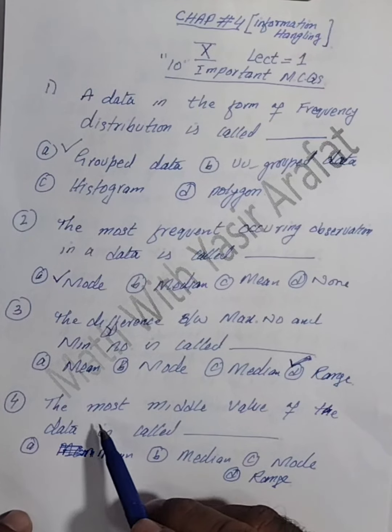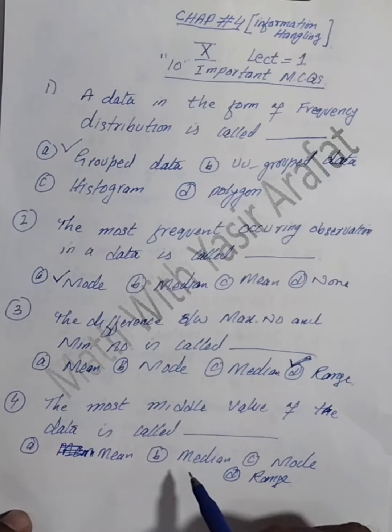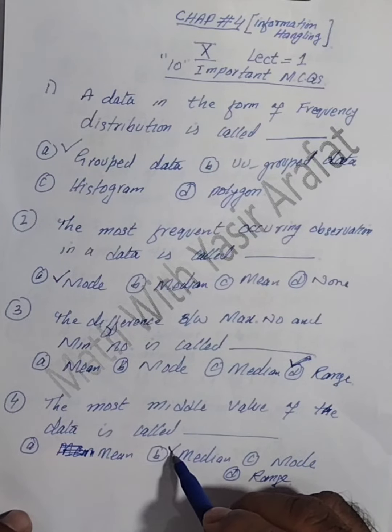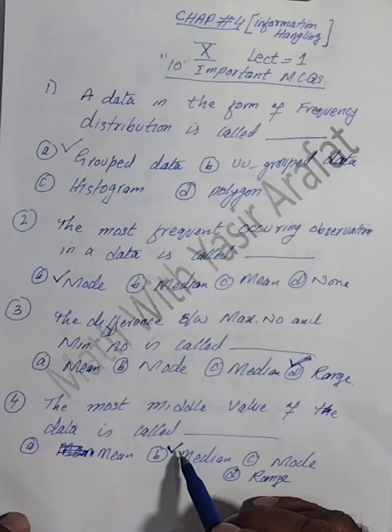The most middle value of the data is called median. Median means the most middle value of the data, that is called median.